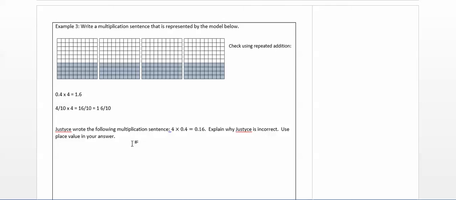The other thing that students could explain is that 16/100 is not represented in this model. You could say 16/100 would just be one of these lines and 6 more, right? So that would be what 16/100 is. What we're seeing here is one whole, so 100, so one whole is 10/10 and 6/10 left over.